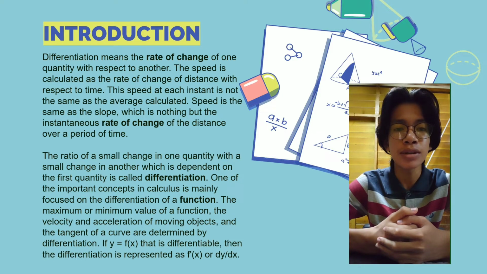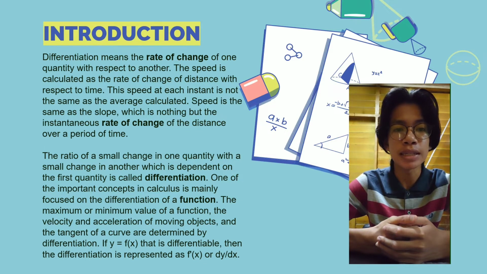For today, I want to introduce differentiation. Differentiation means the rate of change of one quantity with respect to another. For example, the speed is calculated as the rate of change of distance with respect to time. This speed at each instant is not the same as the average speed.